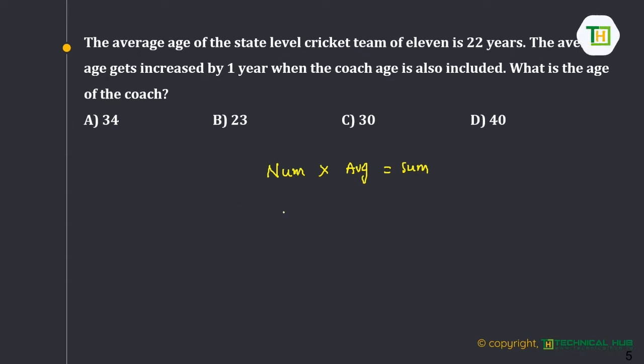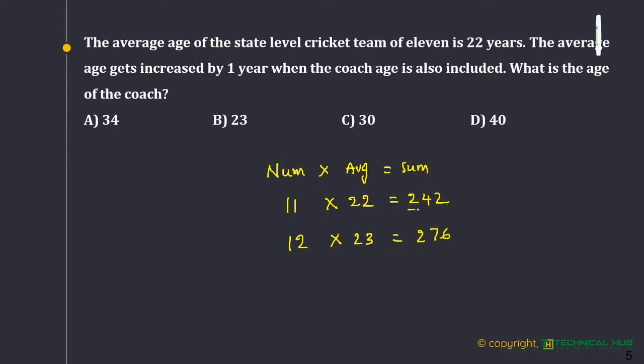Initially, how many members are there in the cricket team? 11 members. And what is their average age? The average age of the 11 members of the team is 22. And the sum of the ages of all the members in the team is 242. Now, the coach is added into the team. Now the number of people becomes 12 and their average age is increased by 1 year, means earlier it was 22, now it is 22 plus 1, 23. Now what is the total age of all the 12 members in the team? 12 into 23. It is nothing but 276.